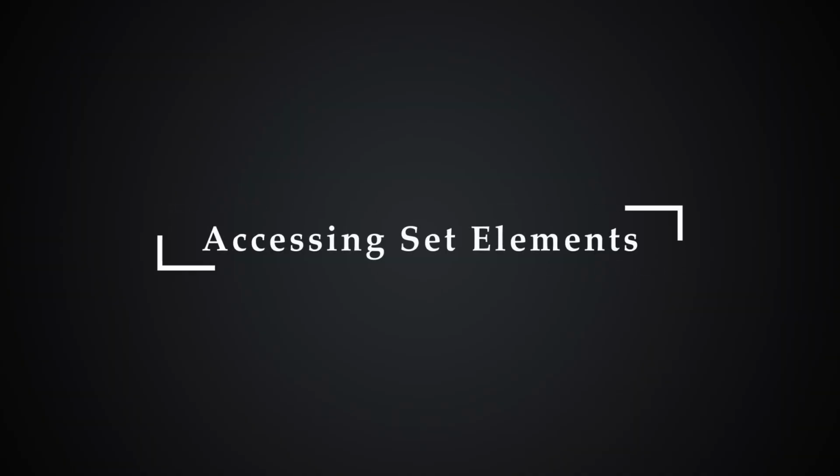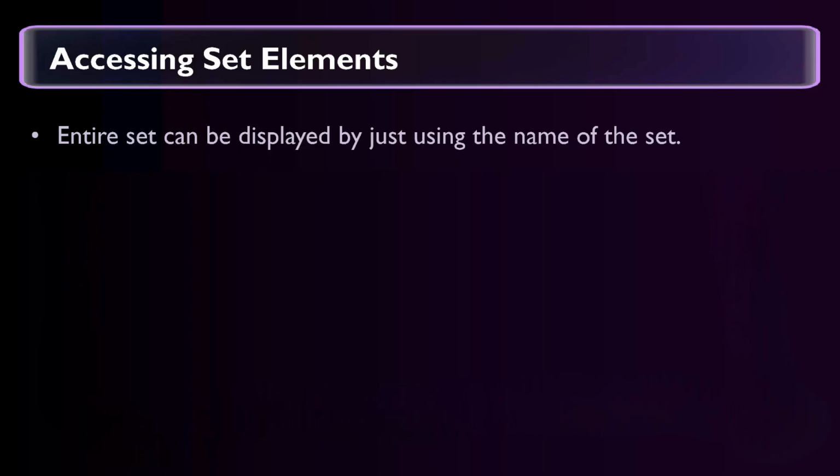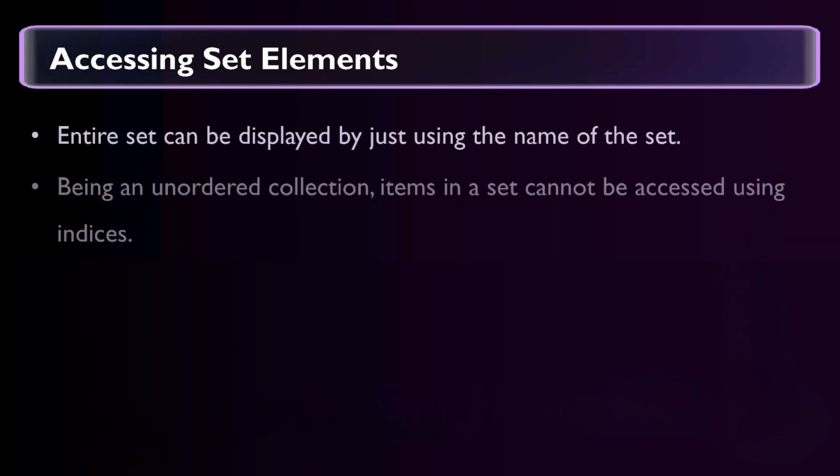Next is accessing set elements in Python. As we have seen already, to display all the elements of a set in Python, we simply use the name of the set. However, since a set is an unordered collection, it doesn't support indexing like list or tuples. That means we cannot access elements using positions like my set of 0 or my set of 1.